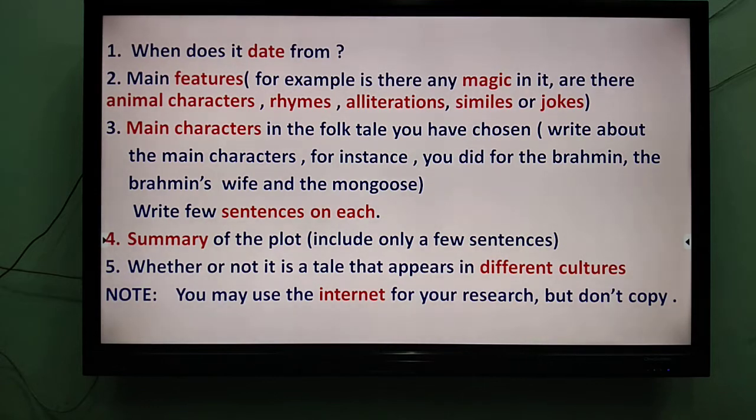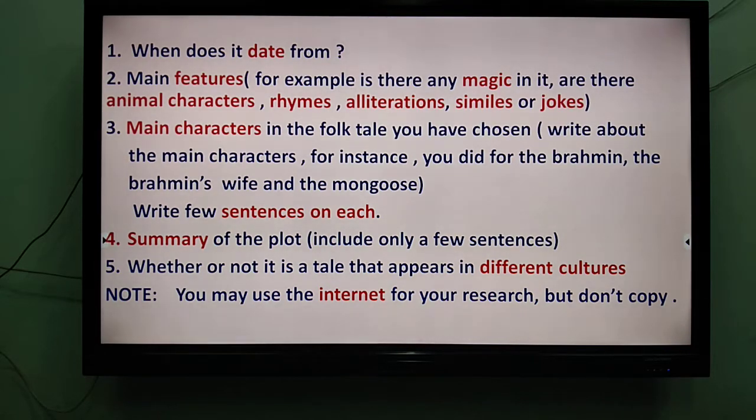Yes, it could be a folk tale which is 100 years old or 500 years old. And then you will select the main features. Does it have any magic? For example, an axe, and magically it turns into a gold axe. So is there any magic? Are there any animal characters in it? Are there any rhymes, alliterations, similes or jokes? So you could specifically look for these.